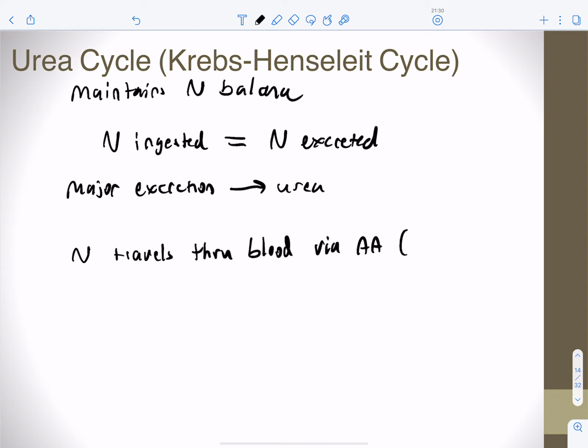Okay, so remember that ornithine transcarbamylase is the X-linked recessive. All the others are autosomal recessive. That's what AR is. So they're not very common. And the most common is going to be your X-linked recessive. And it's going to be, of course, more common in males than it will be in females.